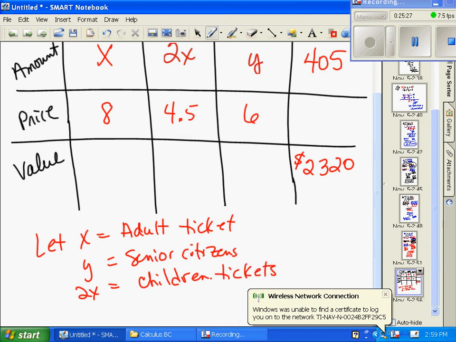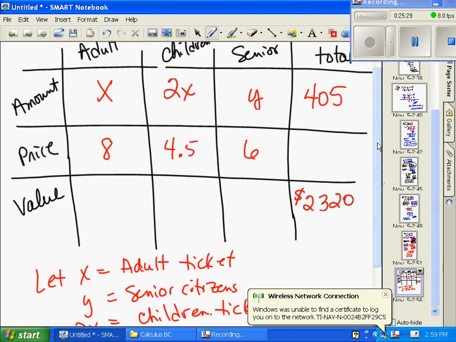Okay? Now, filling out my chart then, I multiply amount times price, so I get 8x there. And then 2x times 4.5. Well, 4.5 times 2 is 9, so I know I'm going to have a 9x there. And then just a 6y.